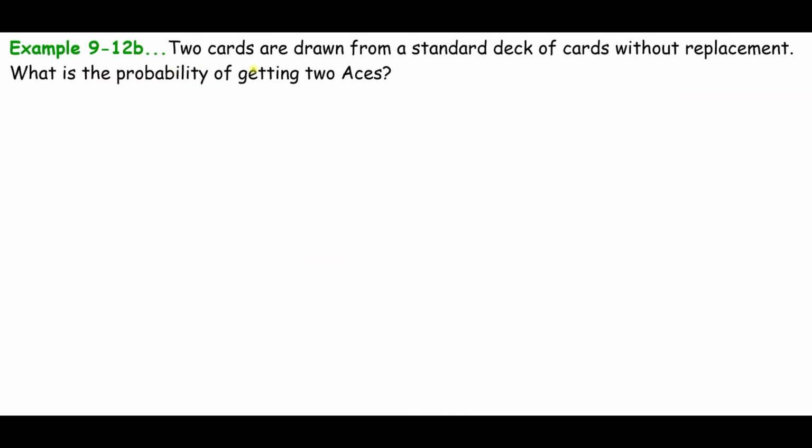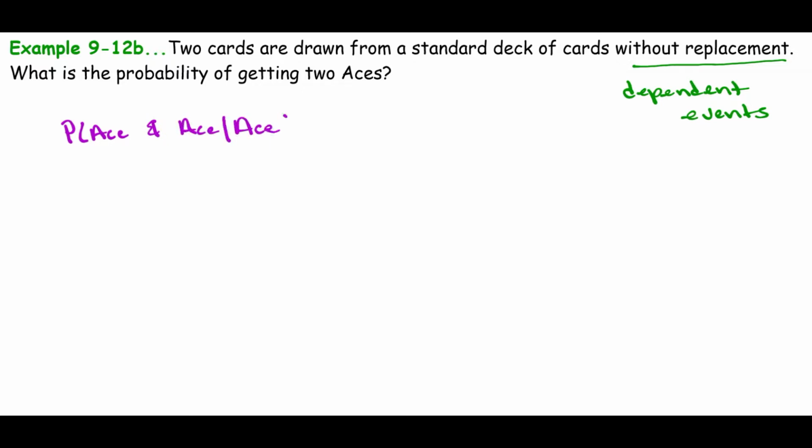Again, similar question. 2 cards are drawn from a standard deck of cards without replacement. So this tells me that these are dependent or conditional events. Again, what's the probability of getting 2 aces? So this is the first card is an ace and the second card is an ace, given that the first card is an ace. In order to get 2 aces, the first card has to be an ace, so we have to make that a condition for the second event to occur. Remember, this is still multiplication. So this is the probability the first card's an ace times the probability that the second card is an ace, given that the first one was an ace.